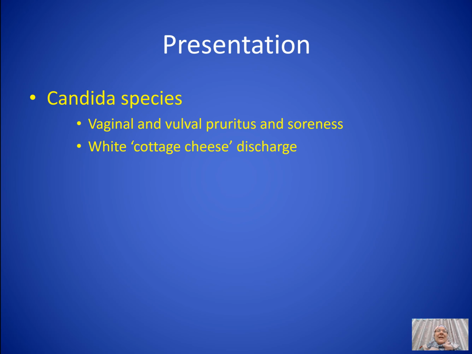Okay, so first of all, the Candida species. They often present with vaginal and vulval pruritus and soreness. They also might have white cottage cheese discharge.